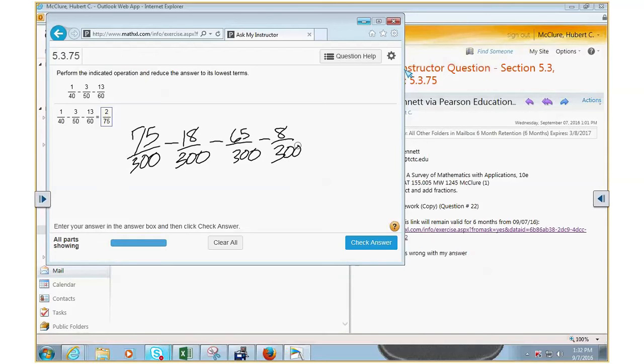Now, will 40 go into 300? That may be your problem. Okay, so that's what you did. I have a problem with 40 because I don't know if 40 will go in there. I know 9 times 40 is 360. 8 times 40 is 320. 6 times 40 is 240, so that's the problem. 40 won't go into 300. So that's where the problem is.